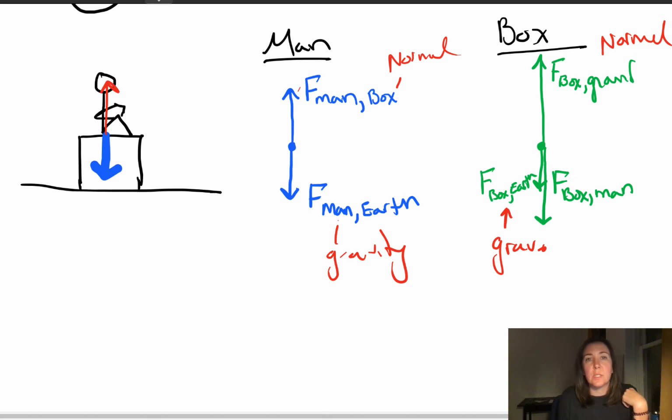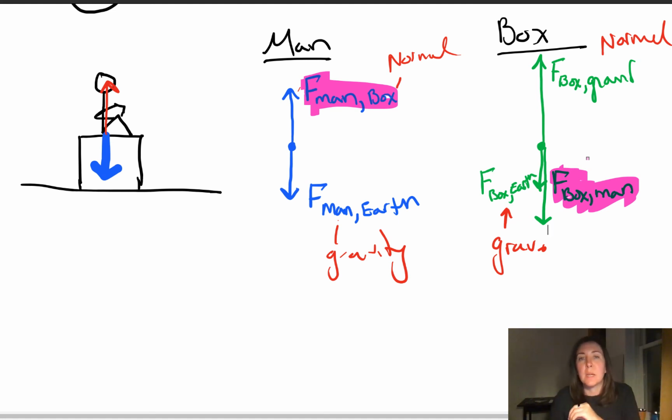These two forces are third law pairs. One's down, one's up, and they're acting on each other. The force on the man by the box, the force on the box by the man. So these are your third law pairs.